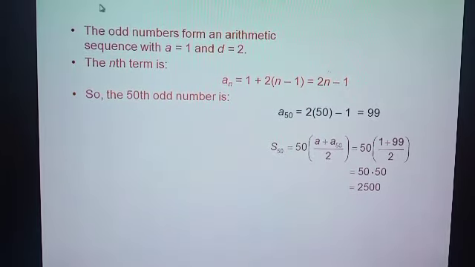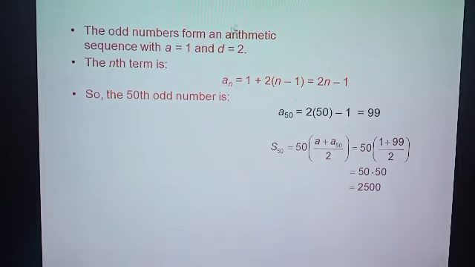Next question. Find the sum of first 50 odd numbers. Odd numbers, you know, 1, 3, 5 etc. So your first term will be 1 and the difference 3 minus 1 is 2. The common difference is 2. So here we have to find the nth term, the 50th odd number. How to find the 50th odd number? We have the nth term formula, no? An is equal to a plus n minus 1 into d. If you substitute, see here a is 1 plus 2 into n minus 1, you will get 2n minus 1. So here you have to find the 50th term.